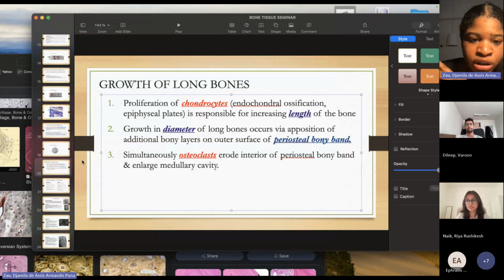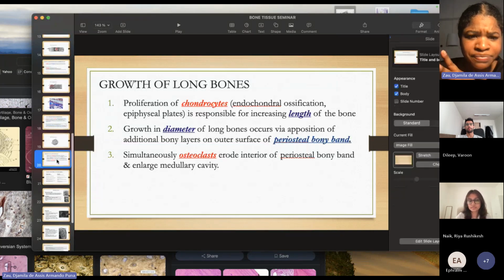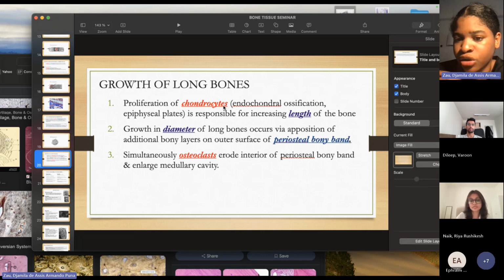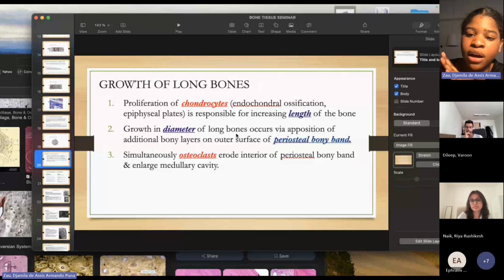Now just some quick information about the growth of long bones. In long bones, you're first going to have the proliferation of chondrocytes, at least in endochondral ossification in the epiphyseal plates, and this is responsible for increasing the length of the bone. For growth in diameter, this will occur via what we call apposition of additional bony layers on the outer surface of the periosteal bony band.